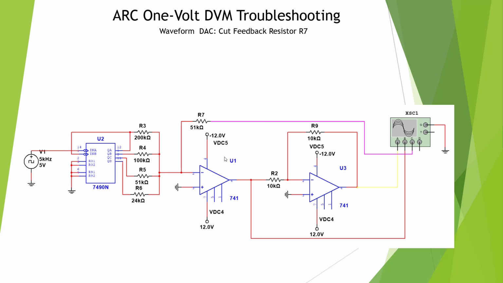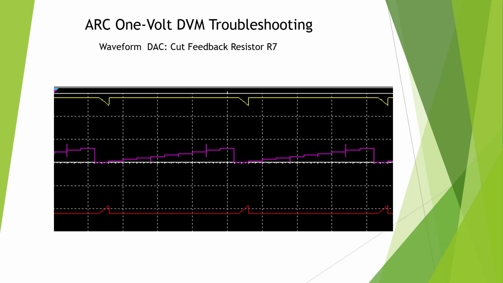Here's a circuit where we've cut our feedback resistor to our first op amp. Let's take a look at the output. Here's our waveform from the cut feedback resistor, and we notice on the red that we have gone to the rail. Since we have no negative feedback, we can't control the gain, so it goes to maximum, which is limited by our 12-volt power supply.